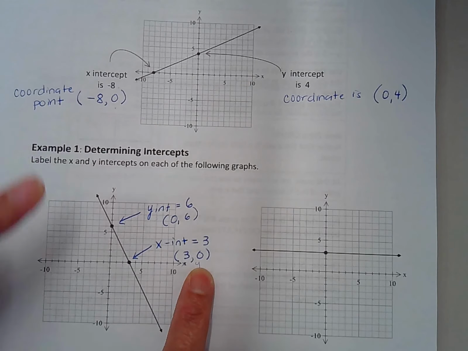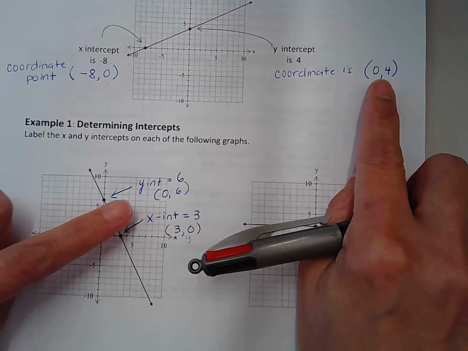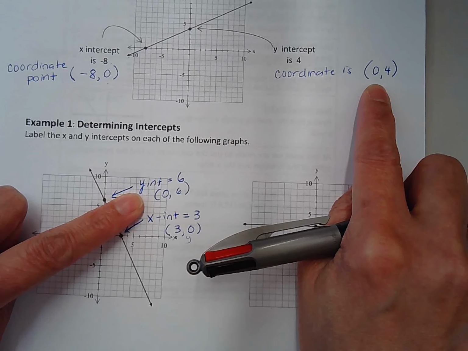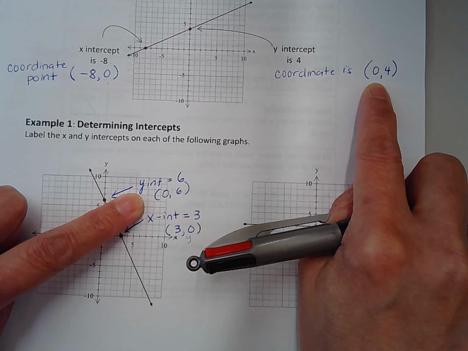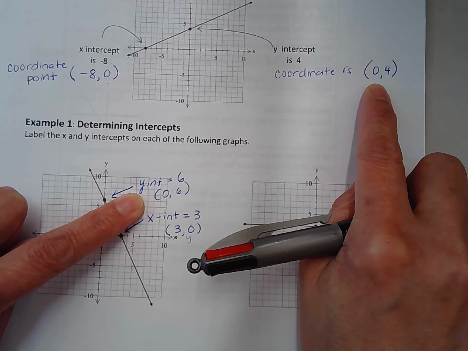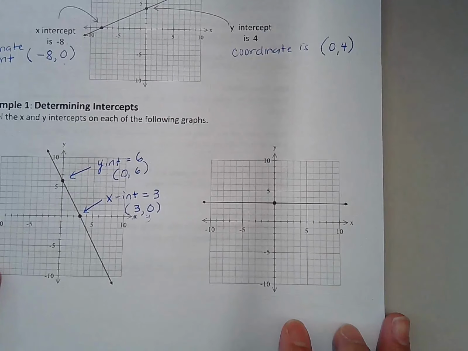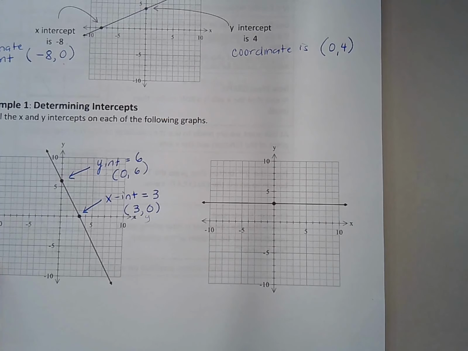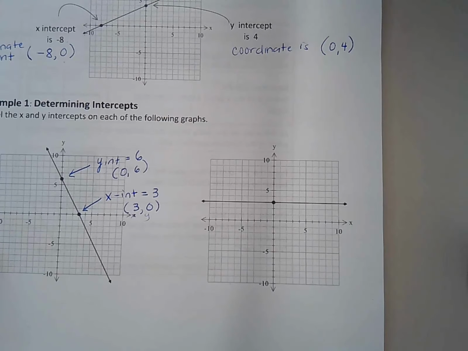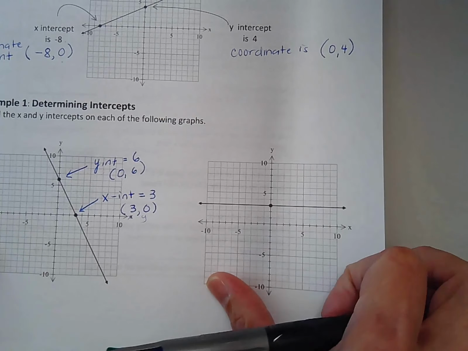Now let's take a look at the y-intercepts. What do you notice about the y-intercept? Now the x this time is 0. Yeah, good. What about this one? What's the x-intercept? Oh, let's be careful.